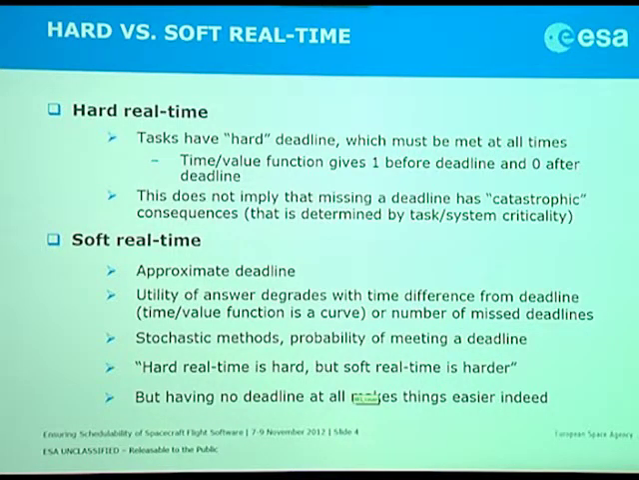On the other hand, in soft real-time systems, the deadlines are more approximate, and you end up analyzing the system by measuring what is the likelihood of meeting deadlines, how far away from deadlines the tasks are, and you end up doing some probabilistic methods which are fairly complicated, and that's why sometimes you can hear people stating that hard real-time is hard, but soft real-time is actually harder. But in the end, having no deadline at all is actually better than having hard deadlines, of course.